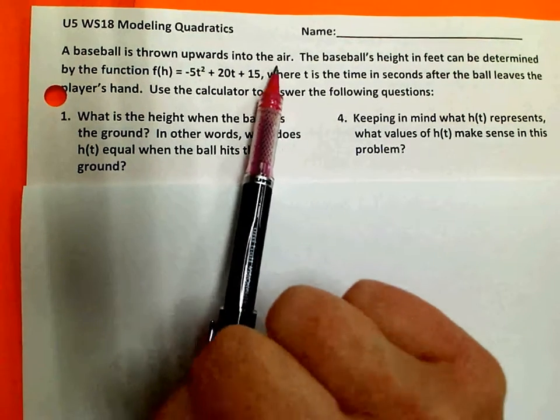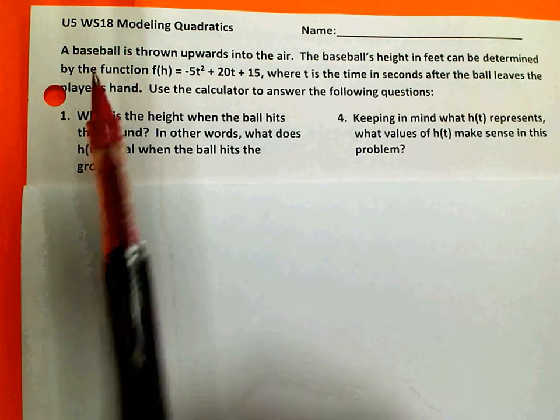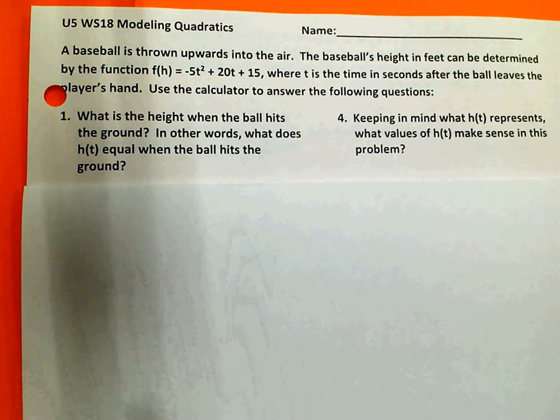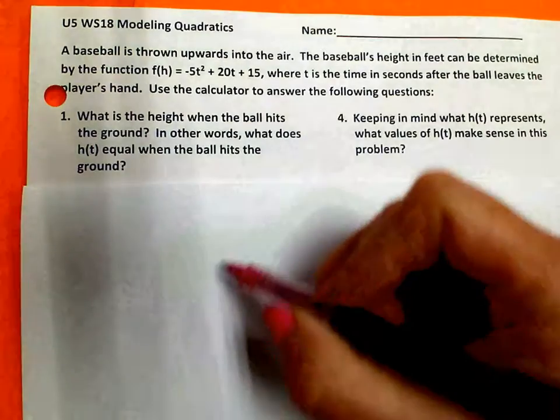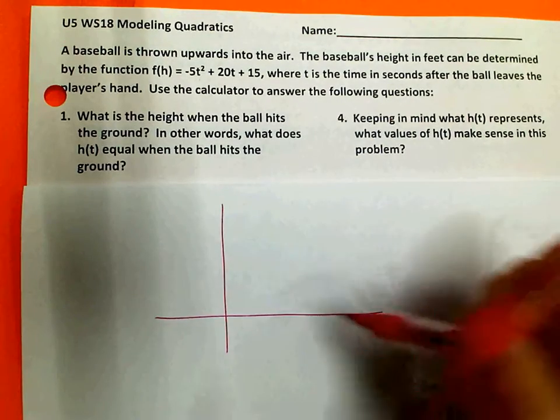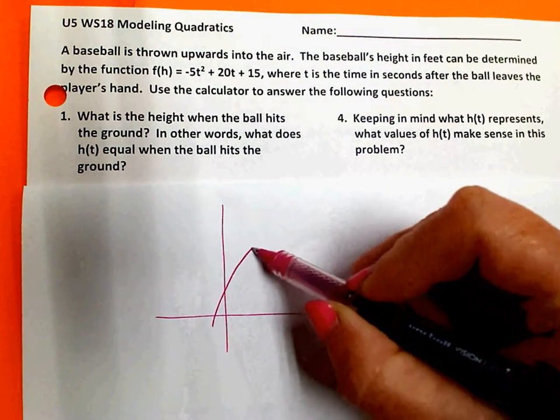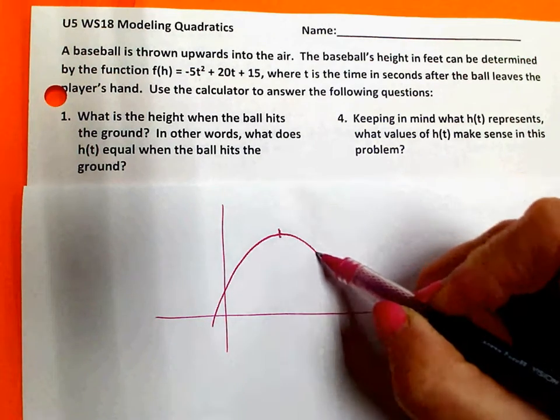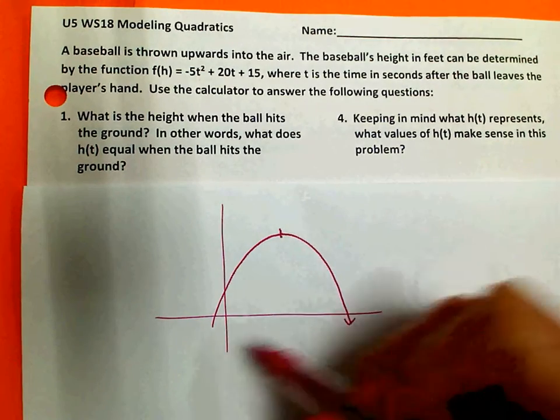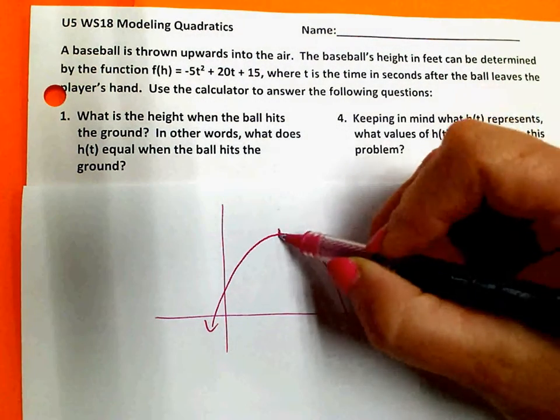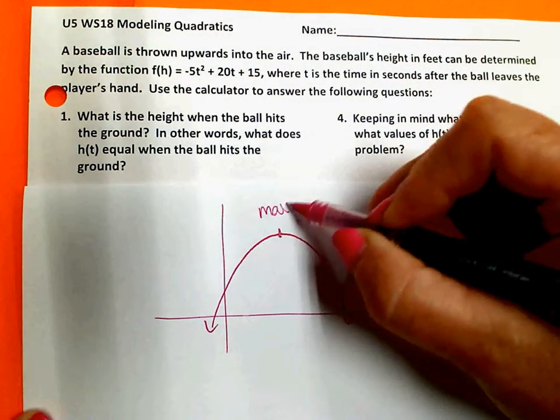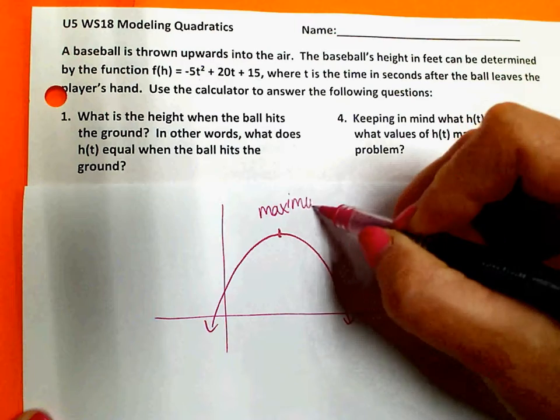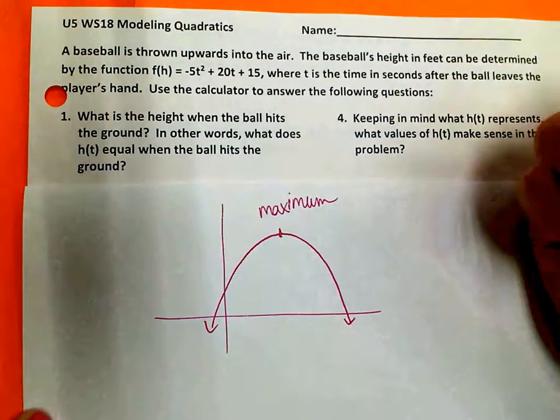So stop and think about what path the baseball is going to take when it goes up into the air. When it goes up, it's going to find a maximum height that's going to peak out right here, and then it's going to come back down. That's the path that it should take. We would call this the maximum or the vertex of the parabola.